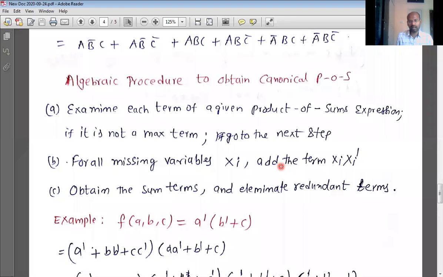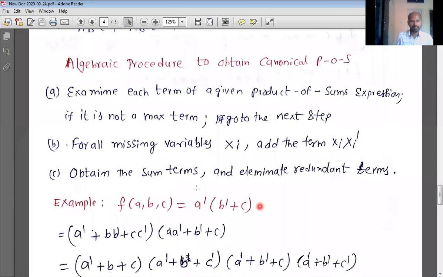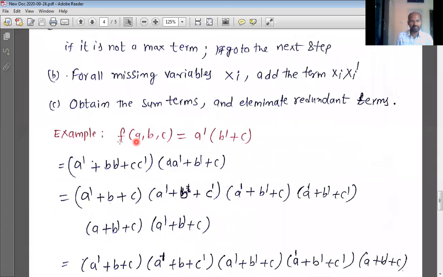Adding 0 doesn't alter the result, so we can do it, and in that place we can substitute the missing literal like this. So this is the function given. This is a Boolean function having 3 variables, and this is a product of sums. This is one term, this is another term, this is some term, and let's say this is one term whose product we are considering, right? We have the product of those 2 terms.